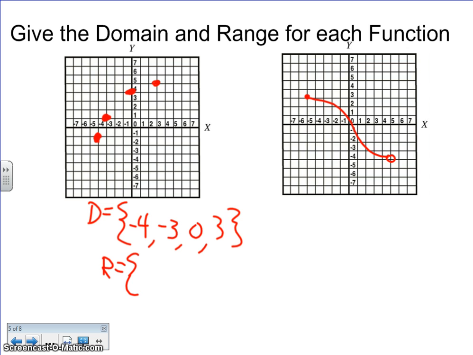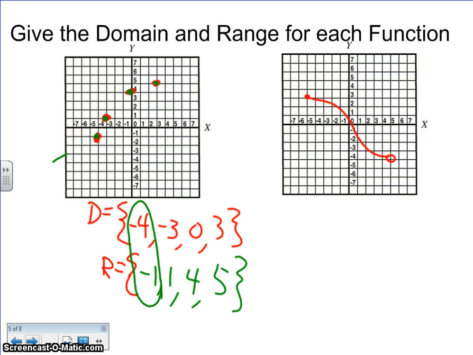The range is going to be their y coordinates. This one has a y coordinate of -1. This one has a y coordinate of 1. This one has a y coordinate of 4. And finally, this one has a y coordinate of 5. So that's the domain and the range. Now, if you look straight up and down, what you get are the ordered pairs of each of those points. Like this point right here has the coordinates of -4, -1.